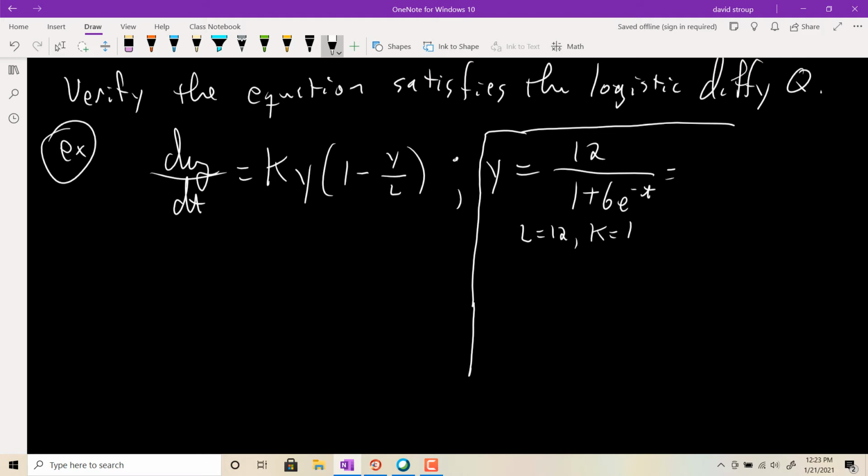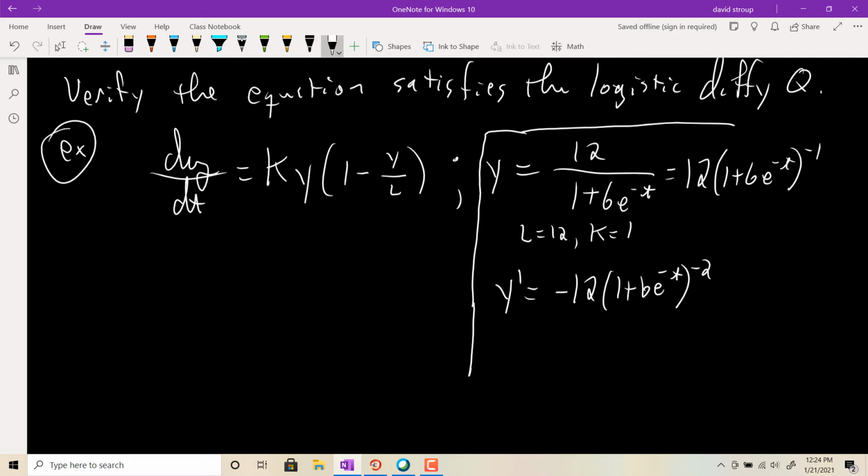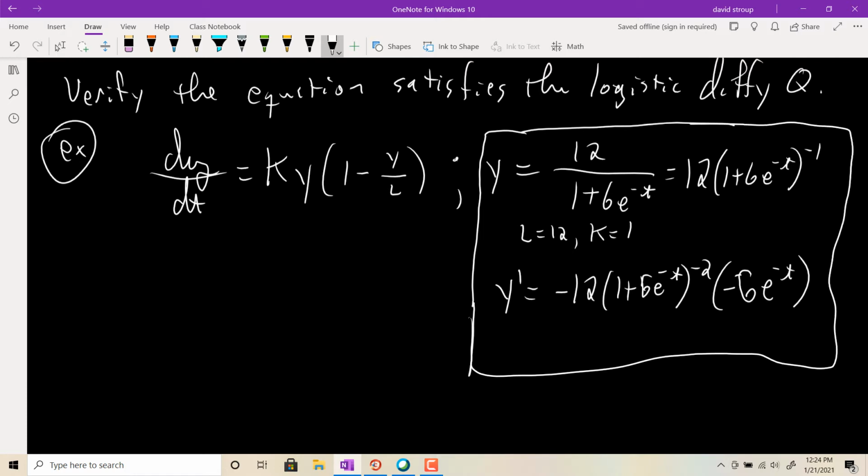So k is 1. I have to take the derivative because I need the derivative in order to figure out whether or not it works. So this is 1 plus 6e to the negative t, to the negative 1. Take the derivative, so that's a power rule with a chain rule. Bring down the negative 1, I get negative 12 times 1 plus 6e to the negative t to the negative 2, times negative 6e to the negative t, right? So the derivative of e to the negative t is e to the negative t times negative 1, and that's where you're getting your negative 1. Okay, I think that'll get us through the show.